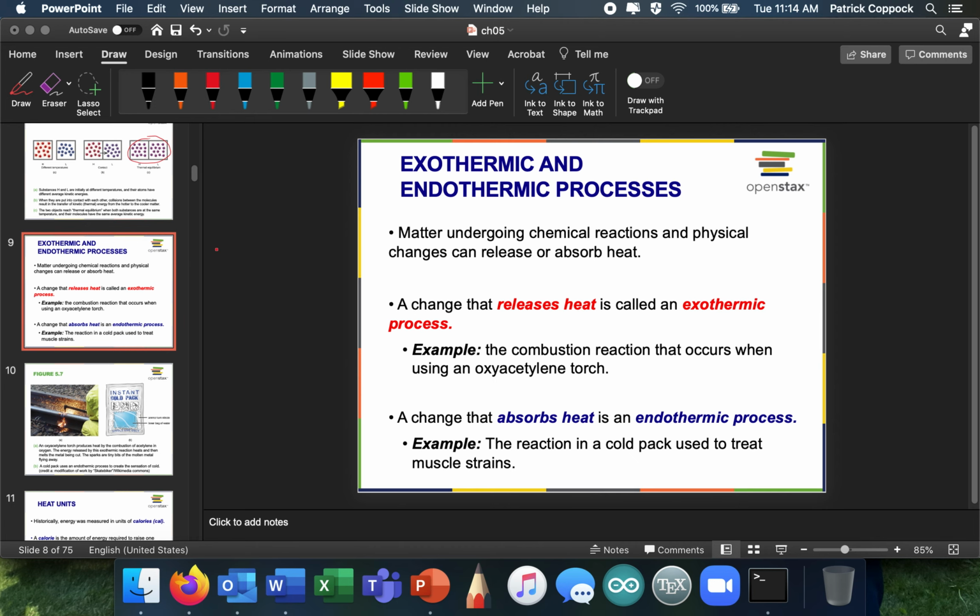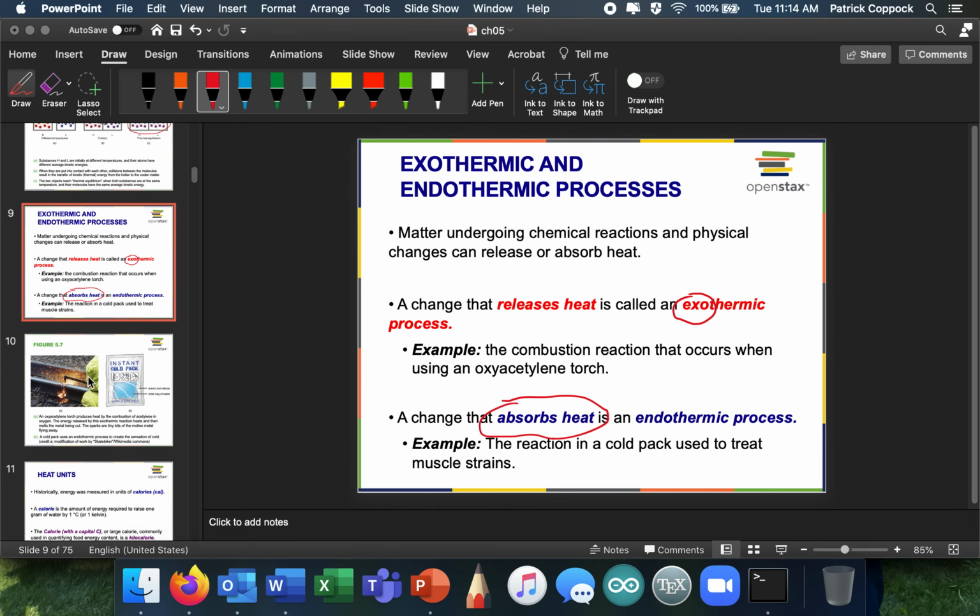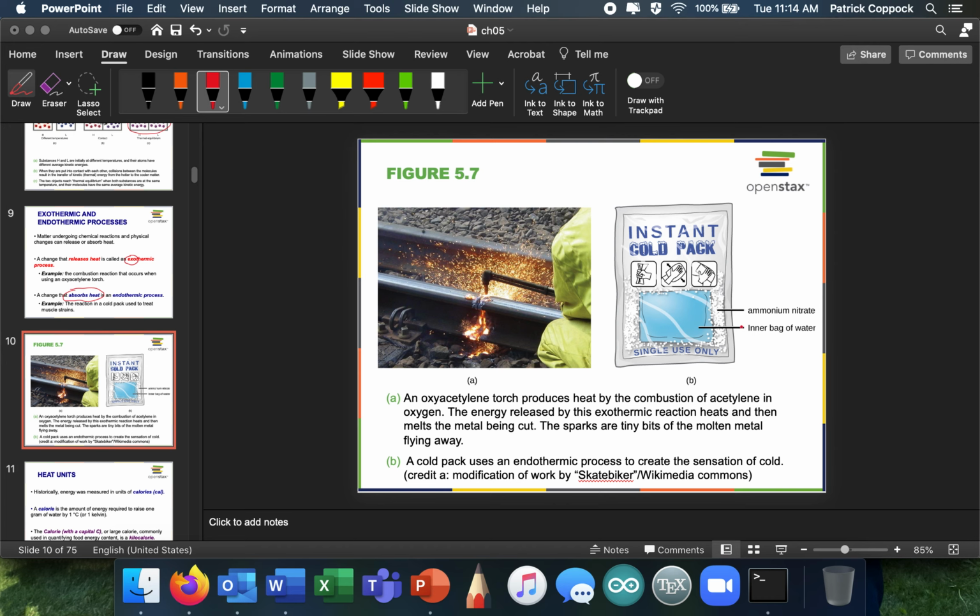All right, so an exothermic process is a process that releases heat, right? And you might remember that by thinking of exo as an exit, okay? So if a process releases heat, we would say it's exothermic. If it absorbs heat, we would say it was endothermic. Right, so a couple examples of exo and endothermic.